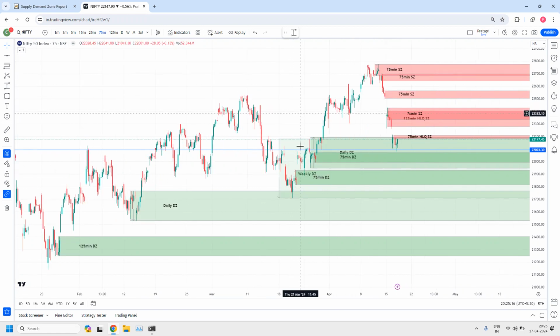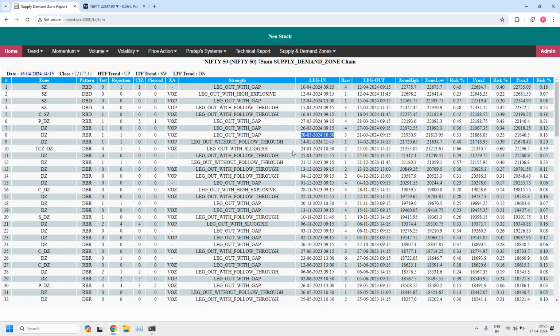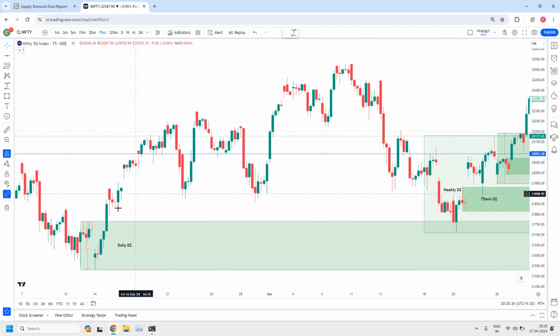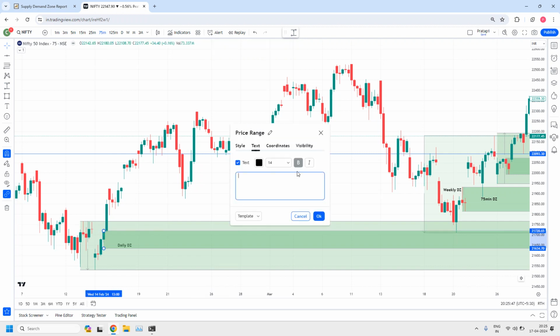So now let me change the time frame to the next one. Here also we have a zone below this, 14 to 11:45. Why am I drawing this? This is a fine-tuned zone. Inside the daily demand zone, we have a fine-tuned demand zone. This is the 75 minutes demand zone.